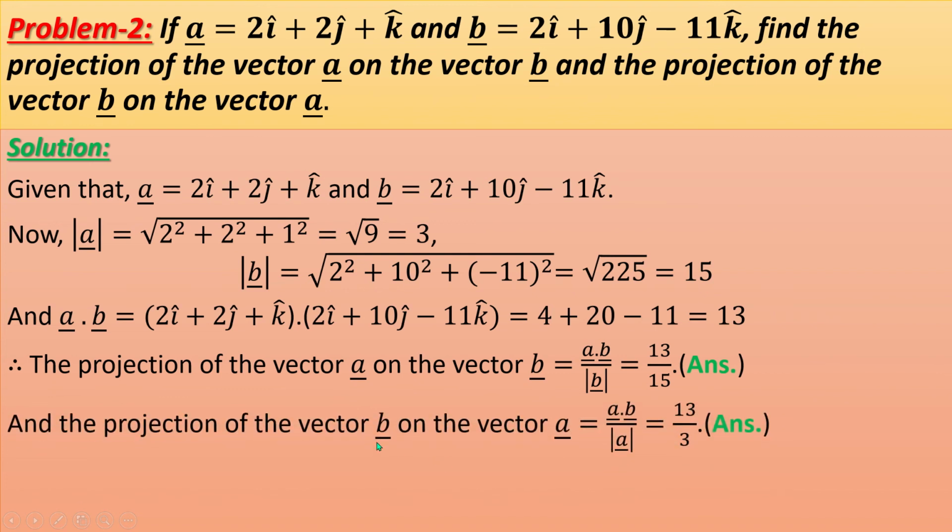Similarly, B on A is equal to this. Only here it will be A: 13 by 3, A dot B is equal to 13 and the absolute value of A is equal to 3. This is the required answer. Clear everyone? So related math you have to solve. That will be homework. Remember this.